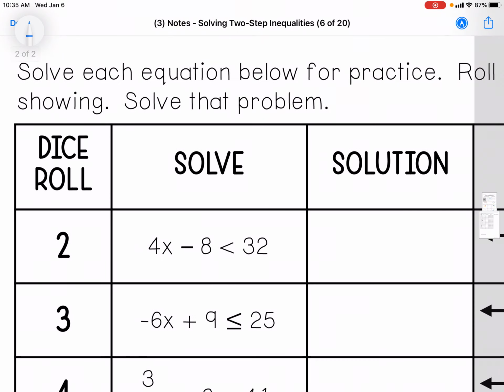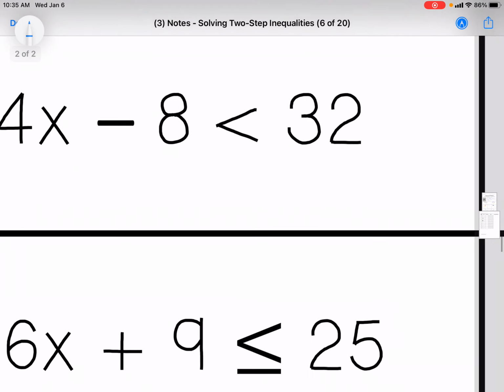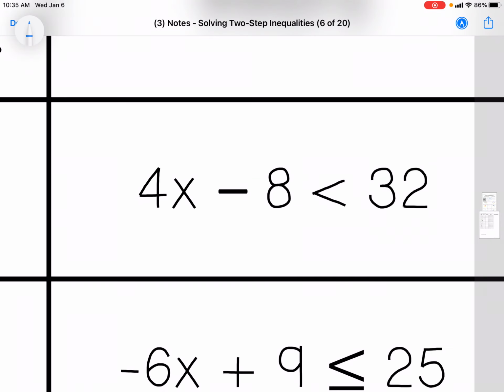All right, so I'm going to work each one of these out over there to the right where it says show your work. You do not have to check it. You can just solve it, put the solution, and graph it. If I were you, I would work them over there to the right. I'm going to work it right below it so I don't have to keep scrolling back and forth.